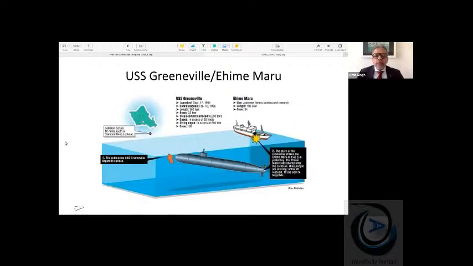And this is a classic example, the US nuclear submarine. And there was a Japanese fishery training and research trawler. The nuclear submarine had the commanding officer and other officers on the deck. There were certain guests, and they were demonstrating the capability of the nuclear submarine.